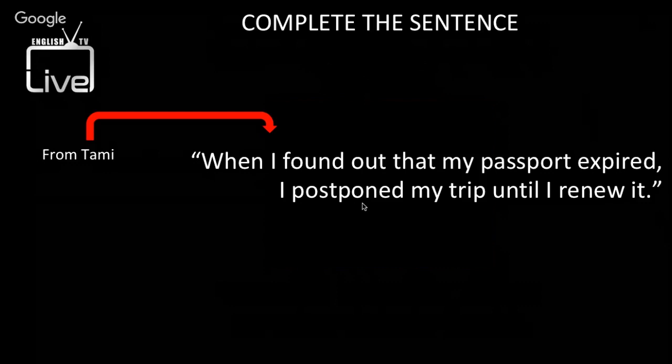Now, Lloyd, what do you think about this sentence from Tammy? Well, I mean, it's a bad situation, and definitely not a situation that I would like to find myself in. So let's just take a look at the sentence. When I found out that my passport expired, I postponed my trip until I renewed. Okay, so we probably need to clean it up a little bit, but yeah, it's not a very nice situation, huh? Have you ever experienced this, Jacob?